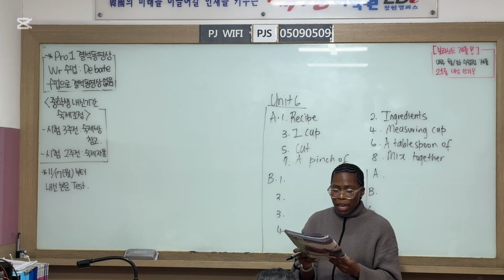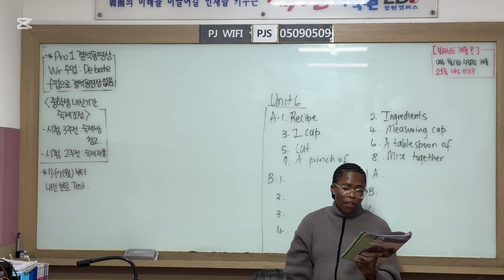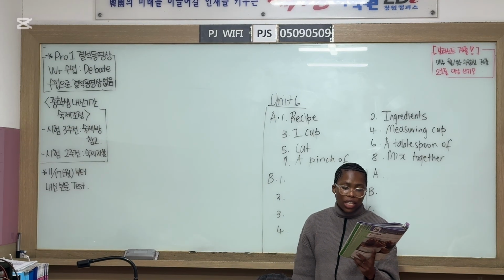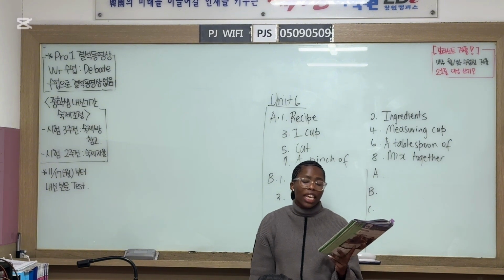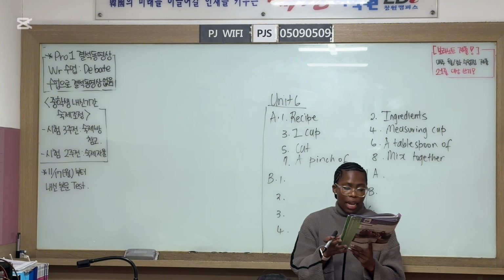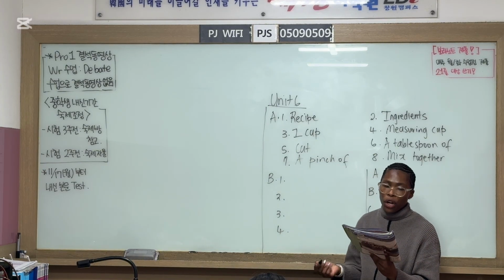Now let's go to B. Fill in the blanks with the correct phrases. Change the verbs if you have to. Then rewrite each sentence next to the picture it matches. So we need to play a matching game. Let's start with 1 to 4.